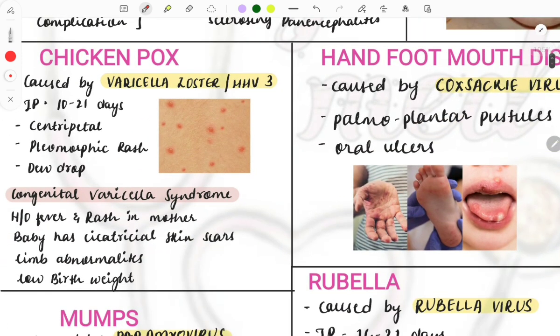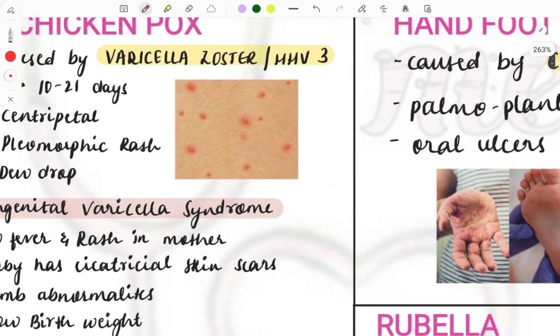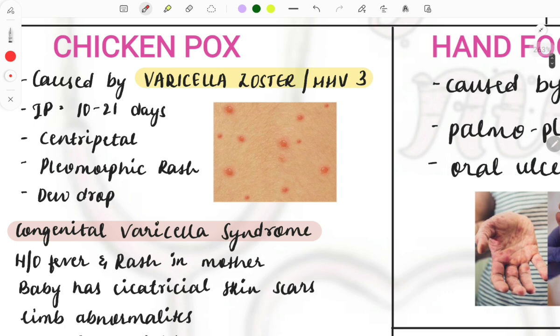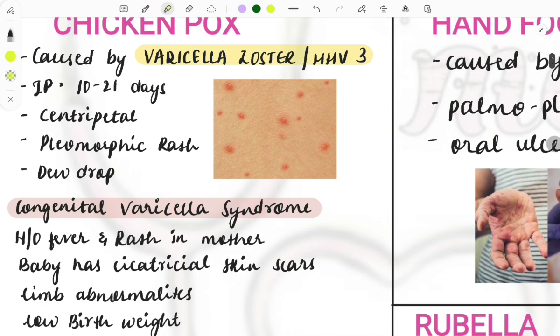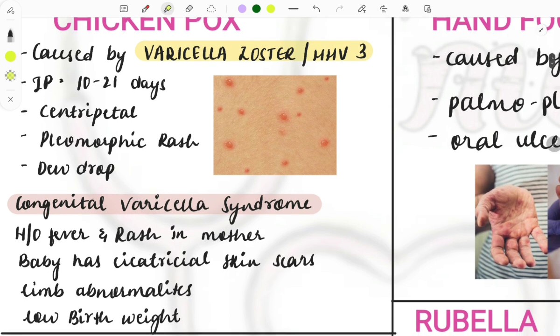Okay. Then chickenpox, the causative organism is varicella zoster, or HHV-3 is the other name. Okay. The incubation is 10 to 21 days, and the rash. So these are the features of the rash of chickenpox. So it is a centripetal and pleomorphic rash with a dewdrop-like appearance.